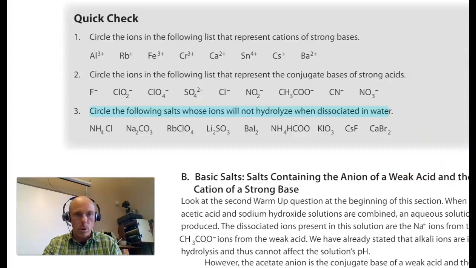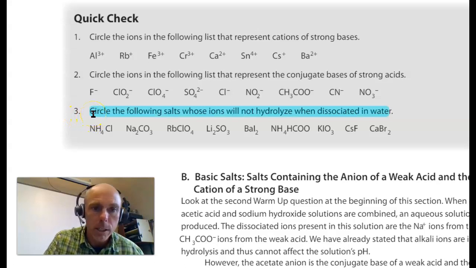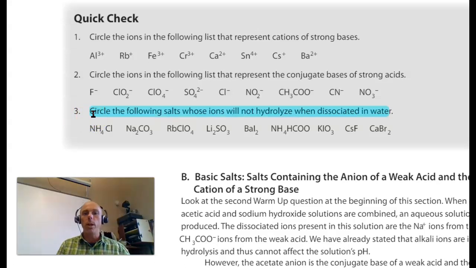All right, I've just scrolled down, still on the same page, looking at the quick check, looking at number 3, highlighted in blue, which asks you to circle the following salts whose ions will not hydrolyze when dissociated in water. It's also asking which of these are neutral salts. What it's saying is, which of these salts do not have a weak acid as the cation, nor a weak base as the anion. Take a peek, circle which ones you think satisfy that criteria, come on back and see how your answers compare to mine.